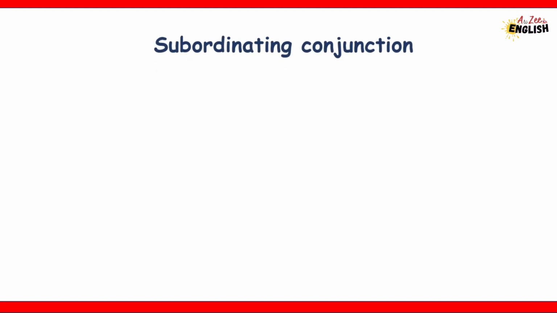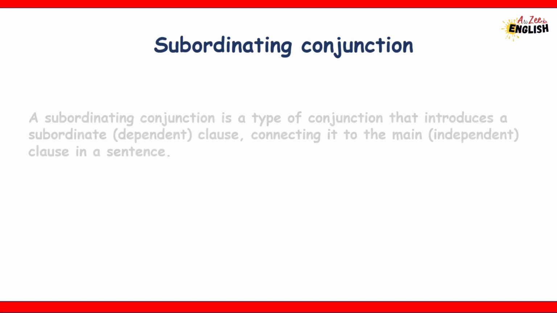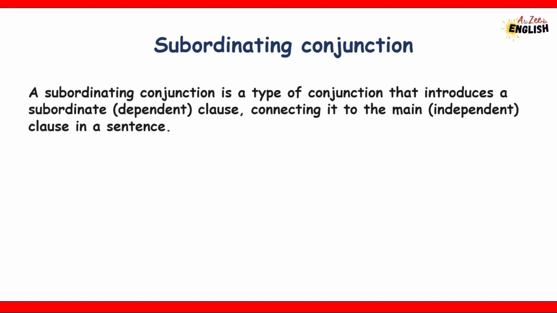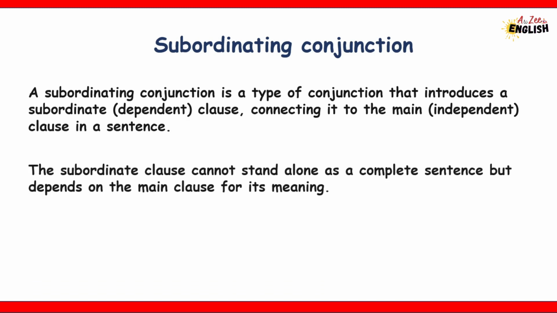In today's lecture, we will discuss an important concept of grammar, subordinating conjunction. So, what is subordinating conjunction? A subordinating conjunction is a type of conjunction that introduces a subordinate, means the dependent clause, connecting it to the main, means the independent clause in a sentence. The subordinate clause cannot stand alone as a complete sentence, but depends on the main clause for its meaning.